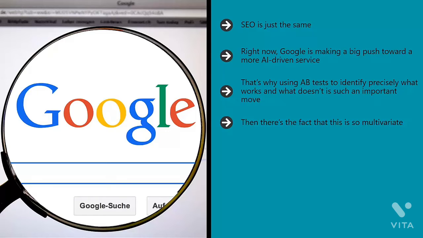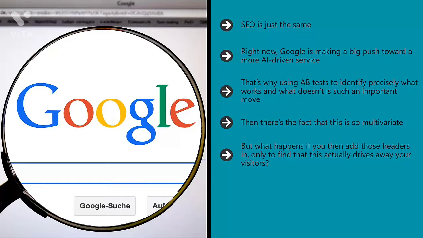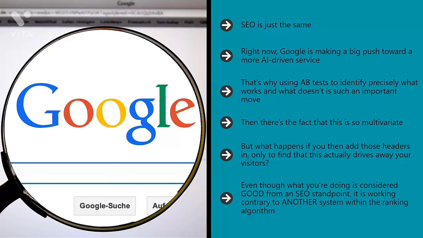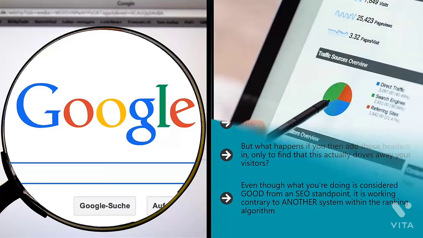For example, it might be that Google would prefer you to use a number of headers in your content with keywords in a perfect world. But what happens if you then add those headers in, only to find that this actually drives away your visitors? That alone is useful information you could garner from a split test. But it's also possible that in driving away visitors, you send negative signals to Google and end up hurting your ranking. Even though what you're doing is considered good from an SEO standpoint, it is working contrary to another system within the ranking algorithm. When you take all of that into account, it becomes less obvious what you should do, and this makes it all the more useful to just test it and see what actually works.